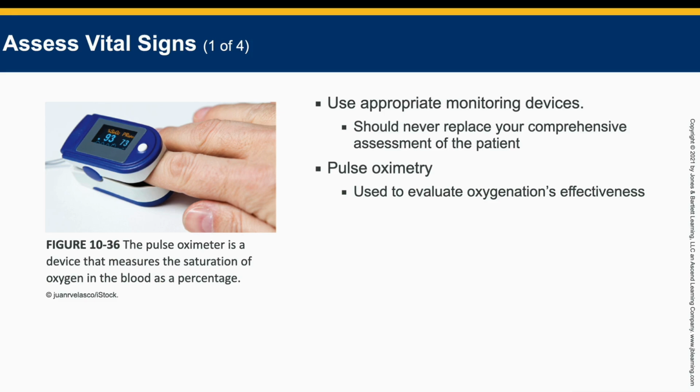One common monitoring tool is the pulse ox. This device is placed on a finger and measures the percentage of oxygen saturation in the patient's blood. Pulse oximetry helps us evaluate how effectively oxygen is being delivered throughout the body. Low oxygen saturations may indicate problems with breathing, circulation, or oxygenation, and can further guide our treatment decisions. It's important to understand exactly what the pulse oximetry is measuring.